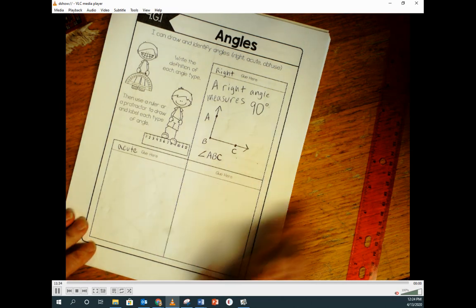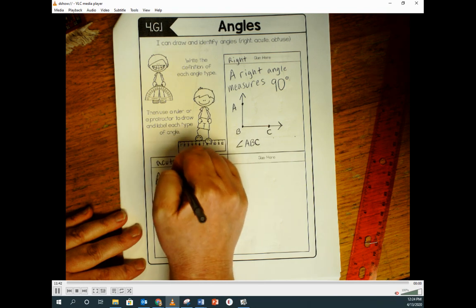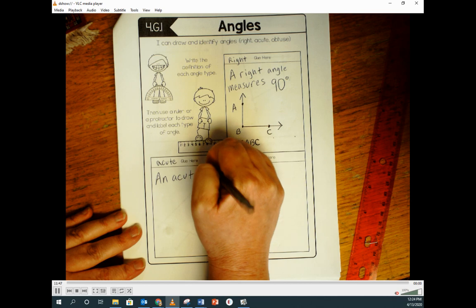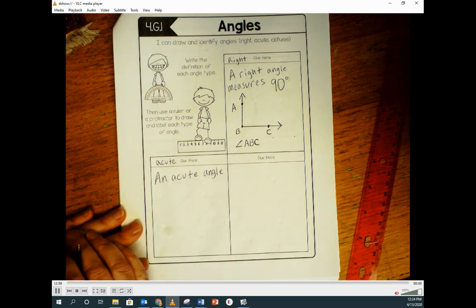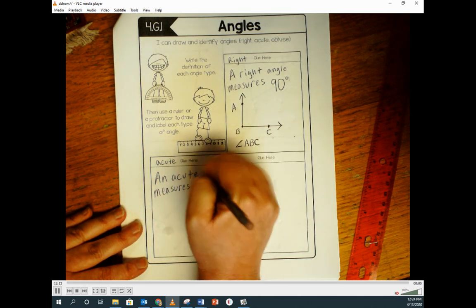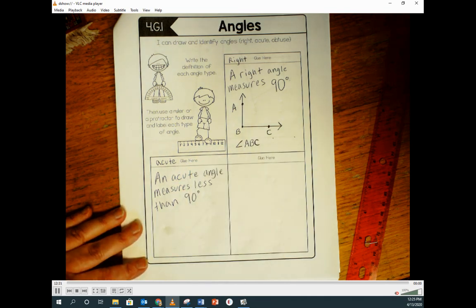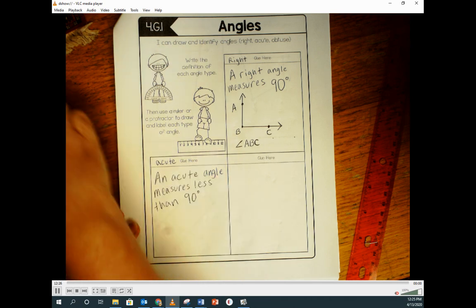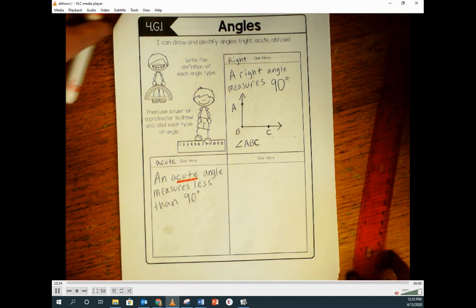Okay, so an acute angle is an acute angle. Now you should be writing this with me in your own packet. If I am going too fast for you, let me just remind you again that you can pause the video, you can rewind, and you can watch it again. An acute angle measures less than 90 degrees. So an acute angle, it's cute. That should help you remember that it's an angle that is smaller than 90 degrees. It's a cute little angle.